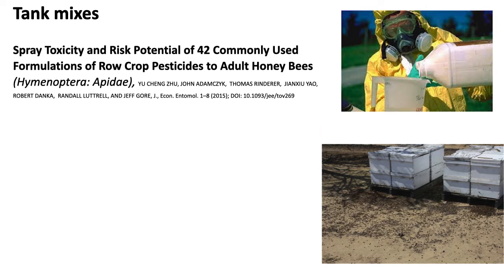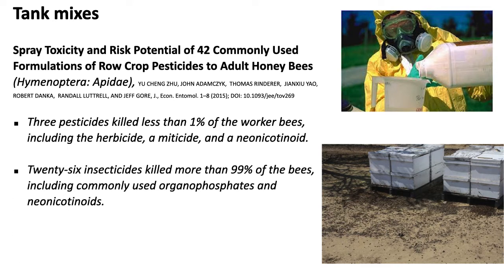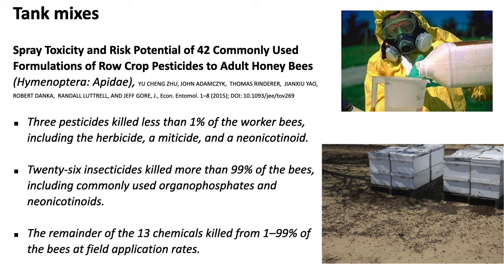For example, research examined 42 commonly used formulations of pesticides upon row crops and found that 3 of the 42 pesticides killed less than 1% of worker bees. These are the honeybees that collect the pollen and nectar and bring it back to the colony of bees. 26 of the insecticides killed more than 99% of bees, and 13 of the chemicals killed anywhere from 1% to 99% of the bees. Bees are gravely impacted by pesticides as they pollinate crops and as they forage on wildflowers near crops.